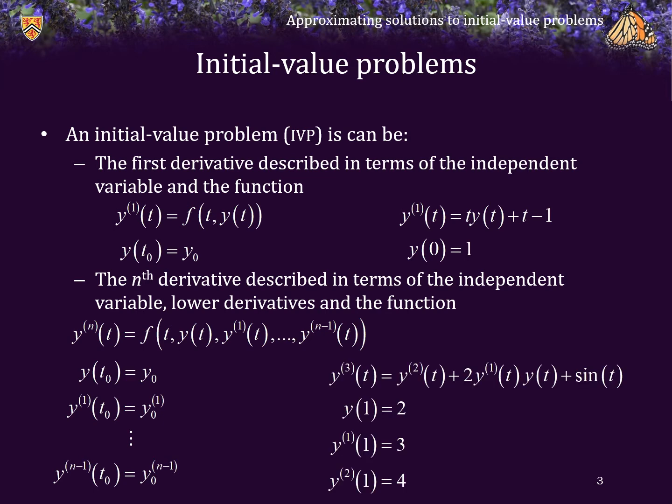Here's one such example. Here we have the third derivative being the second derivative plus twice the product of the first derivative times the function itself plus sine of t. Here the initial time t naught is equal to 1. The value of the function at t equals 1 is 2. The value of the slope at t equals 1 is 3. And the concavity at t equals 1 is 4.